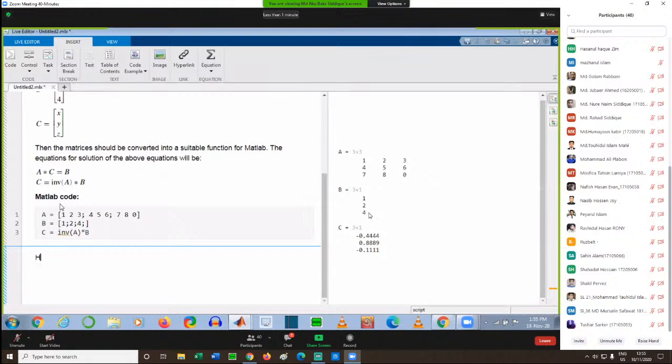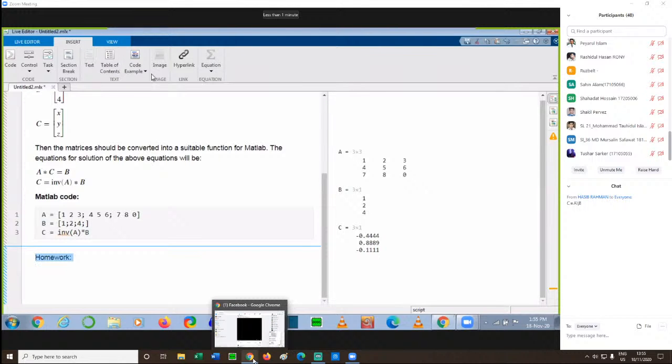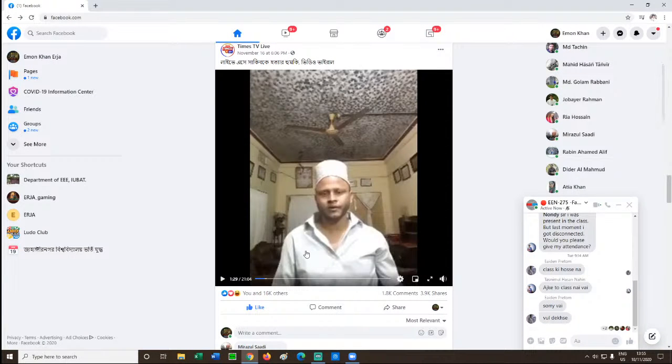Sir, in the previous lab you gave us an integration equation, sir. There is integration from 0 to 10, sir. How to take 0 to 10 in integration, sir? Yeah, you will try by yourself. That is your work.